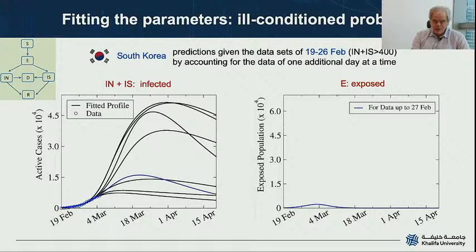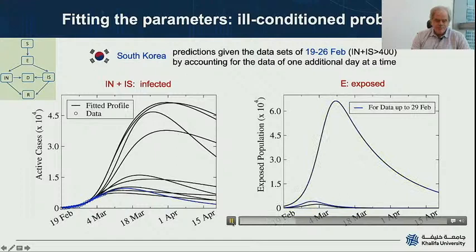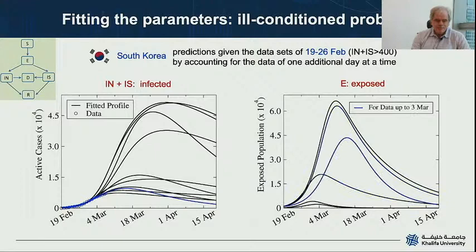Now, on the right are the corresponding profiles for the exposed population. You see that just adding one data point to the data set that is available, we get completely different predictions. So clearly, these profiles cannot be used for making predictions. This is the result of an ill-conditioned problem. This is the mathematical term to describe this type of behavior.